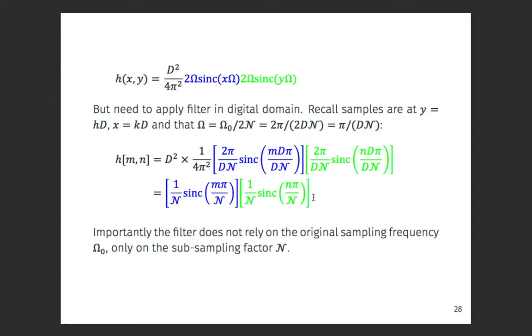Does it make sense? So we end up with a signal which is a sinc function, and compared to 1D, the only difference is we now have a sinc in both x and y direction. Importantly, this filter doesn't depend on the original frequency, but only on this factor of how much we're going to reduce the size of the picture.